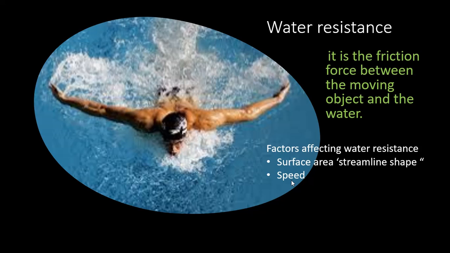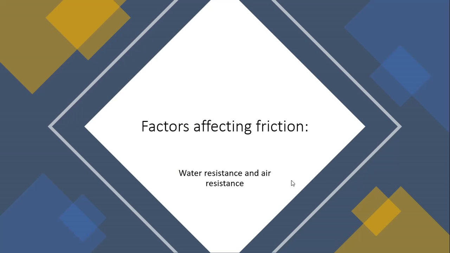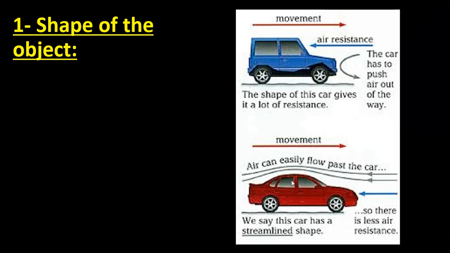Now let's figure out what makes friction more or less. These rules apply to friction between solids, water resistance, and air resistance as well, because all of them are types of friction. So the first factor that will make the friction more or less, bigger or smaller, is the shape of the object.